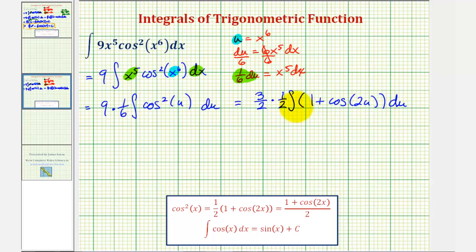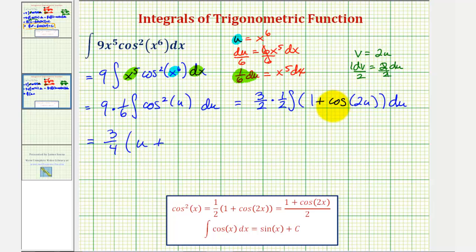And now we'll find the antiderivative with respect to u. Notice here we have 3/4. The antiderivative of 1 with respect to u would just be u. And we need to be careful when integrating cosine 2u. This would require a substitution. We've already used u, so if we use v and let v equal 2u, notice that dv is equal to 2 du, and therefore notice that du equals 1/2 dv.